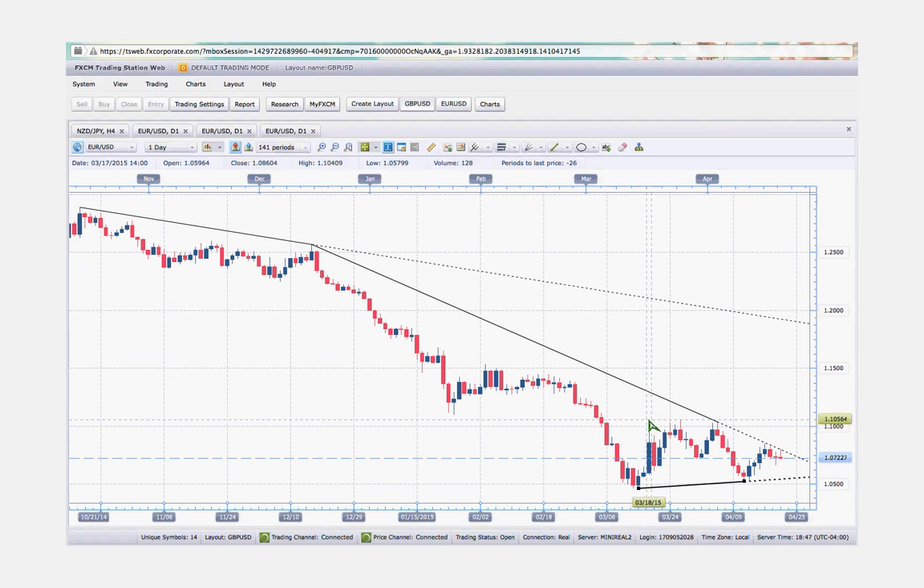Then it created another higher high. Well, then it created a higher high, higher low. It looks like it was going to keep going up, but it didn't. It created a lower high here, and a lower high, and then it created a lower low, but a higher low compared to this one.